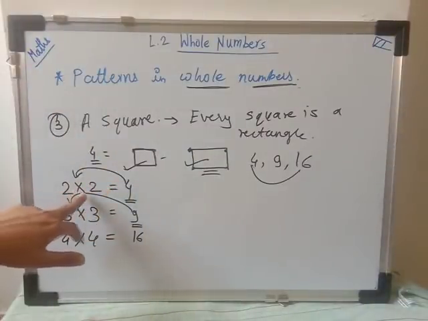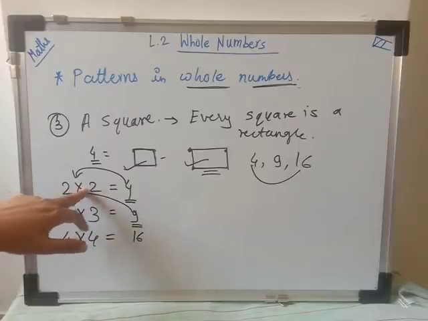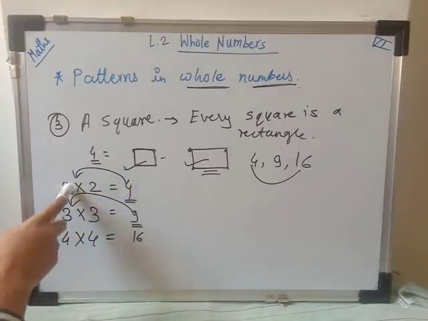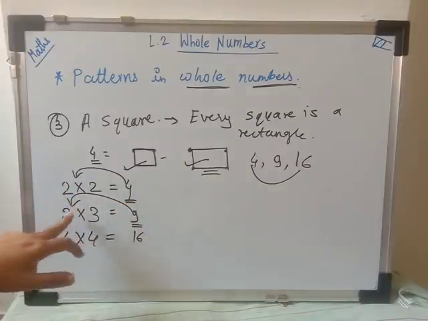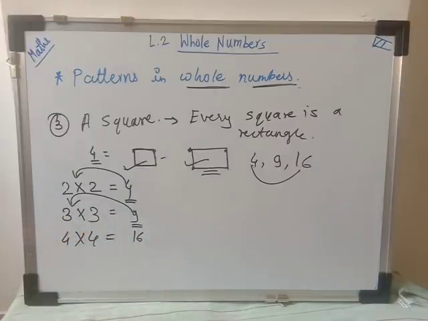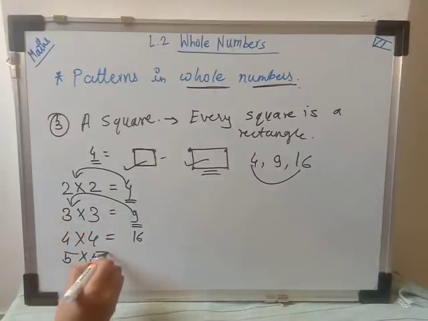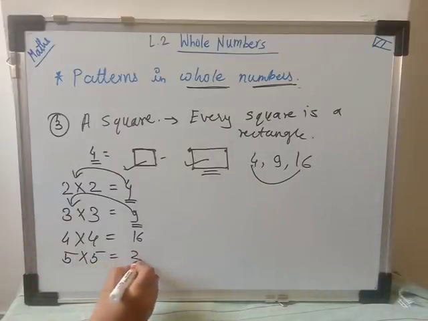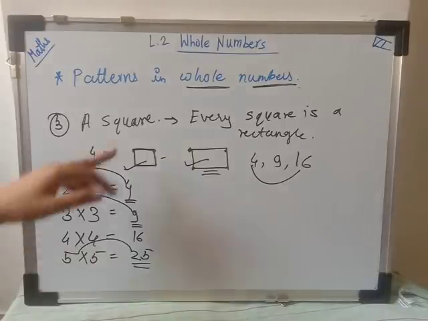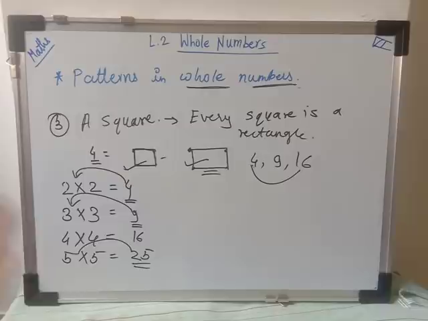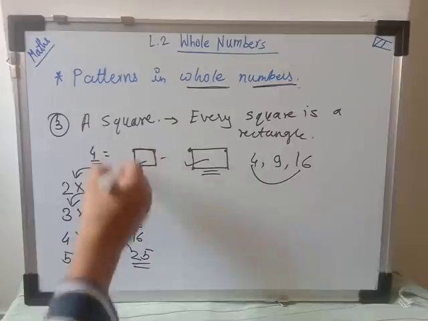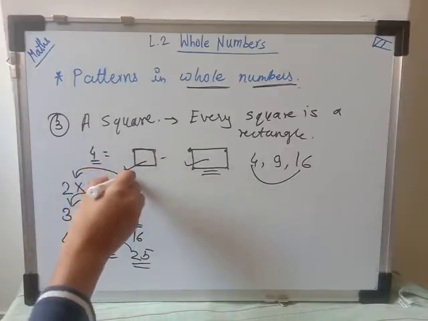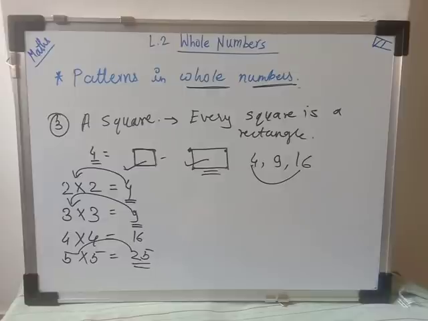Here, when 2 is multiplied by itself, whatever number we get is the square of that number. Okay, so 4 is the square of 2, 9 is the square of 3, 16 is the square of 4. If we multiply 5 with 5, 5 5s are 25, so 25 is the square of 5. So we can take all the square numbers to make the shape of a square. And if those numbers are there where we can make a square, we can make their rectangle also.